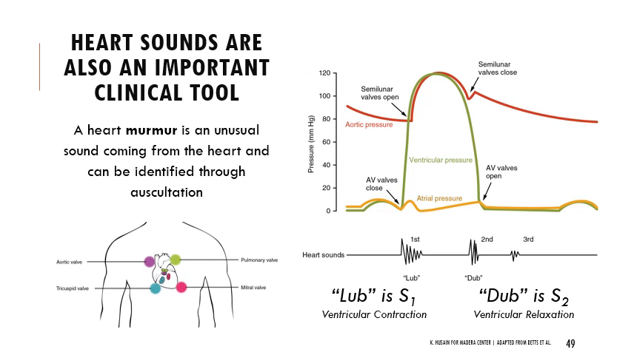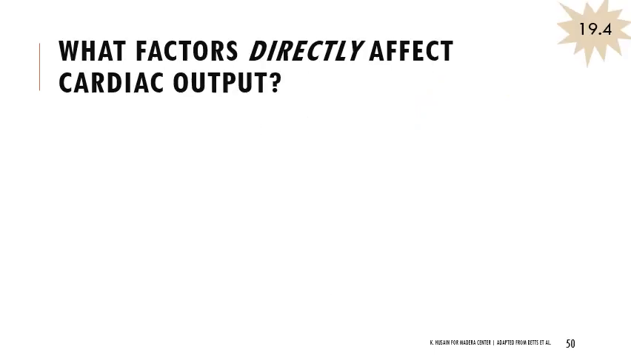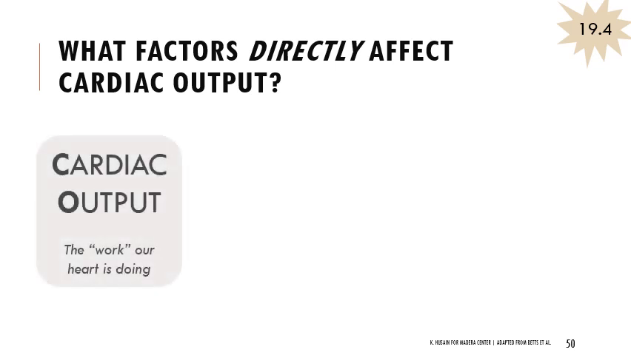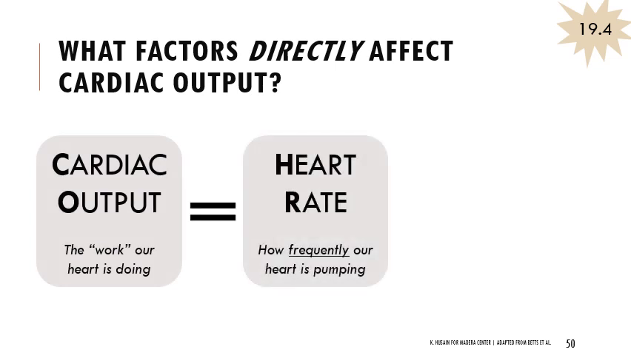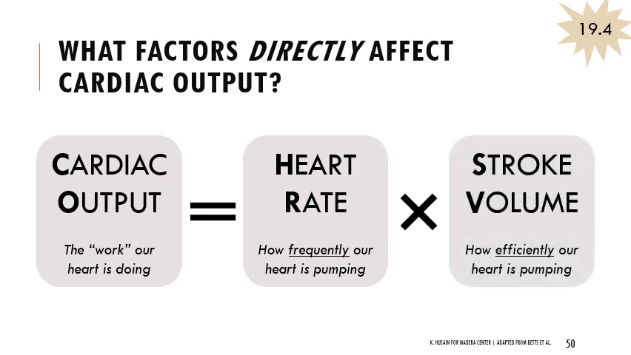So we have ECGs as a tool. We also have heart sounds as a tool. Okay, so thinking about what's actually affecting cardiac output. Again, I've shown you this slide before. Remember that cardiac output, or CO, is determined by multiplying heart rate, the frequency of our heart pumping, by stroke volume, the efficiency of our heart pumping.